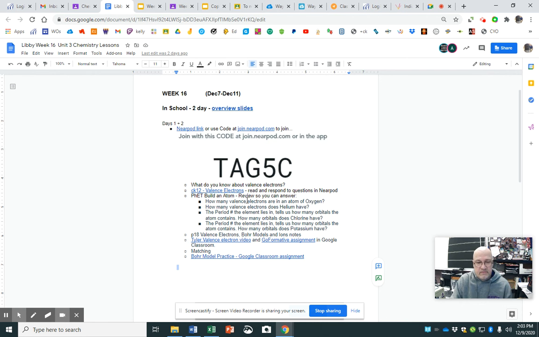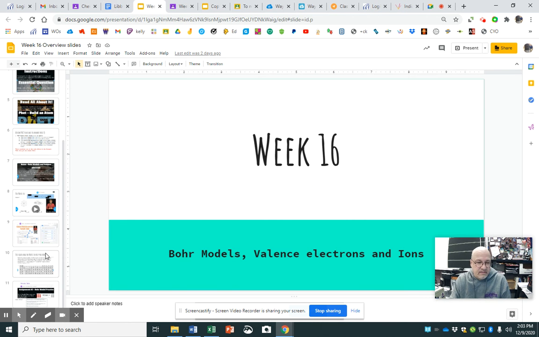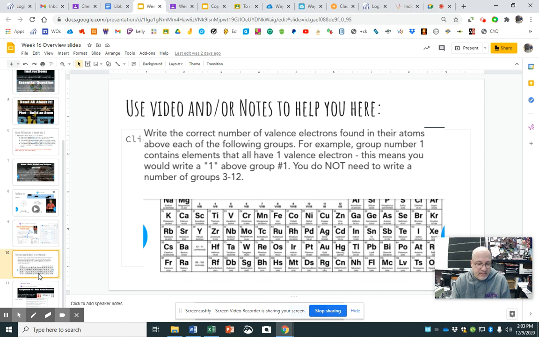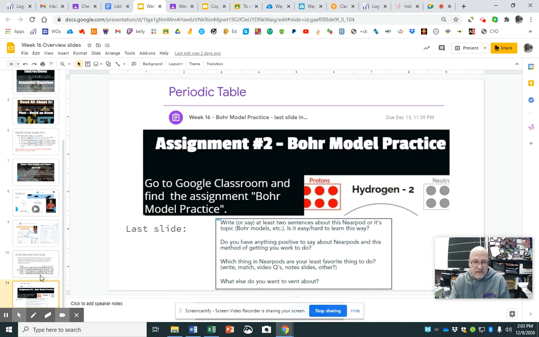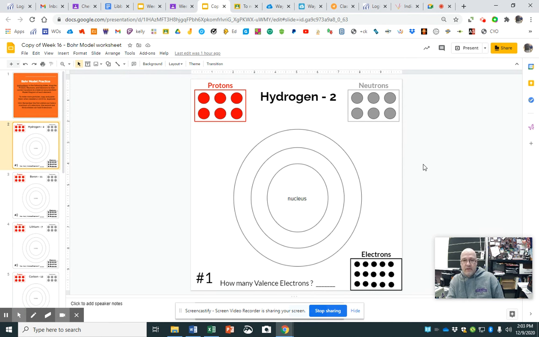It's this part right here, Bohr model. So in the slides, if we get down near the bottom, that one right there is the second to last slide, and that's the last slide. There's something to write on the Nearpod, so please write on the Nearpod. In Google Classroom, it looks like this. When you click on it, you're going to get something that looks like this.